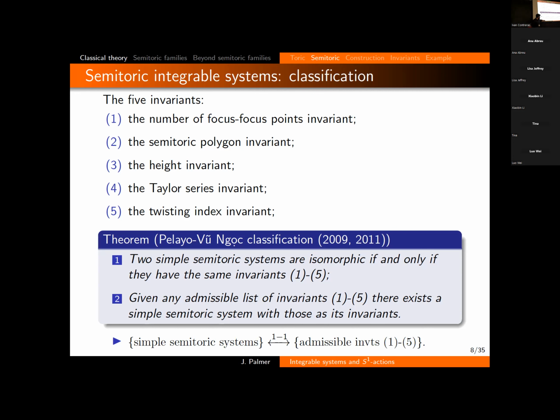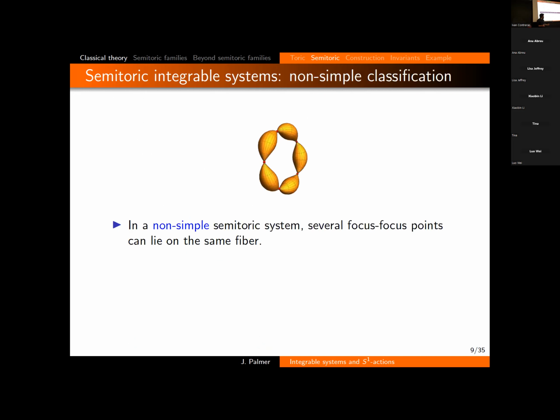So I can very briefly talk about this word simple. The point is that in an integrable system or in a semi-toric system, you have these focus points. And simple essentially means the focus points aren't interacting with each other. If they interact with each other, then the situation becomes more complicated. And you can have fibers that are like multi-pinch tori, like this one.